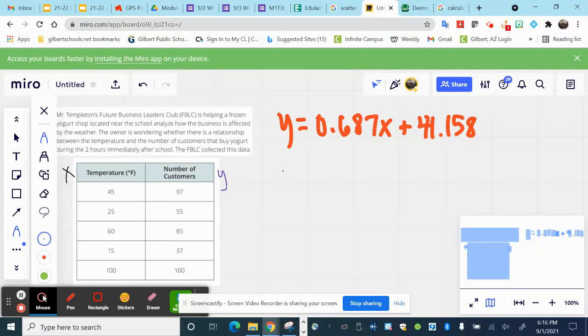So in that situation, if you're given the output, just a quick little reminder, X is my temperature and Y is my number of customers. So if I know I want to have 80 customers, then I'm going to plug an 80 in for Y right there. Okay. And now to solve this equation, to find out what temperature that needs to be in order to keep at least 80 customers, I need to solve for my X.